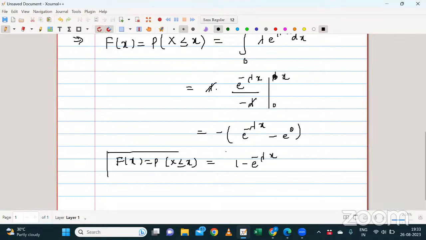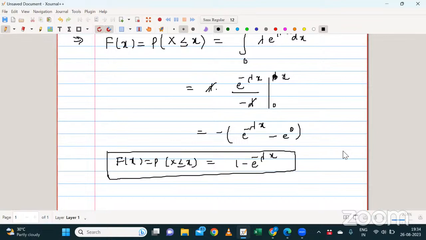Okay. So this CDF you can keep in your mind. Suppose I ask what is the probability that there will be... let's say I'm telling the length of a phone call follows the exponential distribution with parameter lambda equal to 0.1.